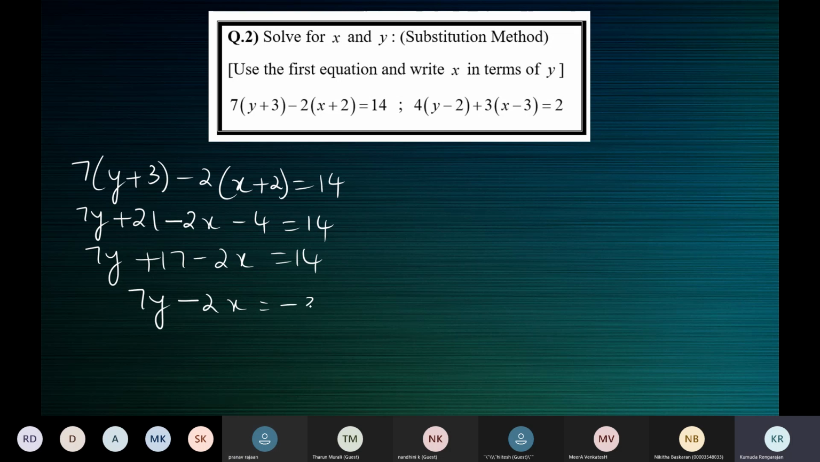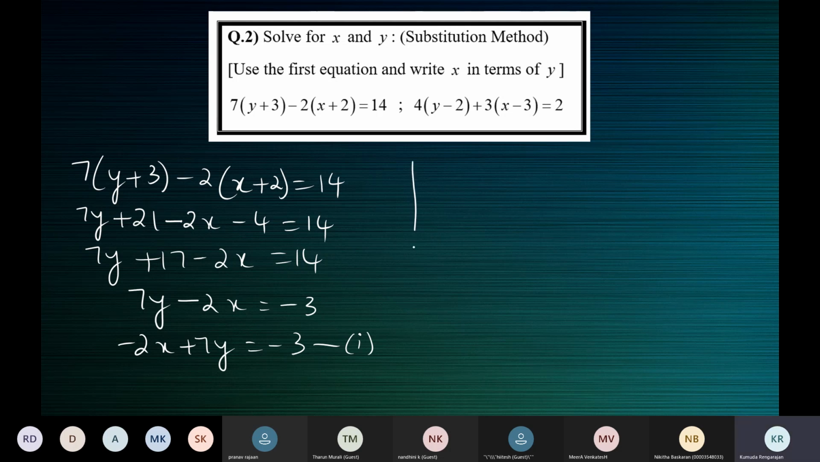14 minus 17, so minus 3. Yes, ma'am. Now write the x term first. Minus 2x plus 7y equal to minus 3. Okay. So we got the first equation in the correct format. We have the x term, we have the y term, and we have the constant. The constant can be on the same side or the opposite side, that's fine. You can have the constant on the left-hand side or on the right-hand side, that's okay.